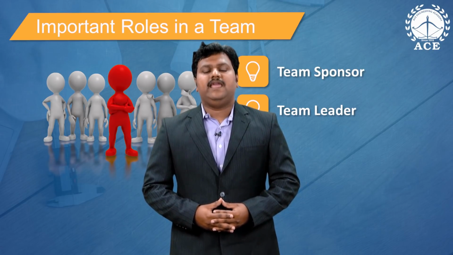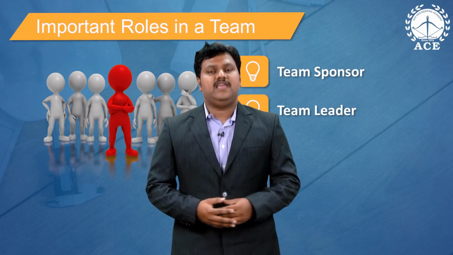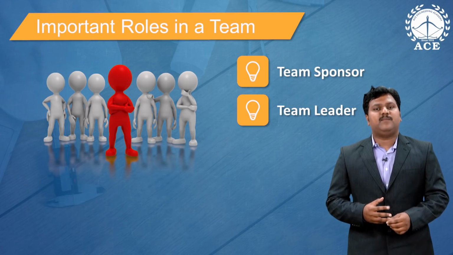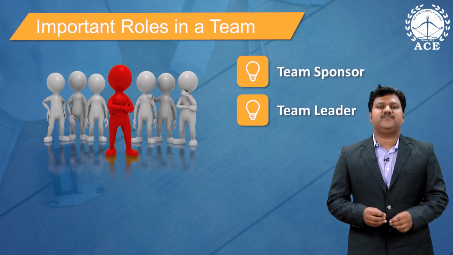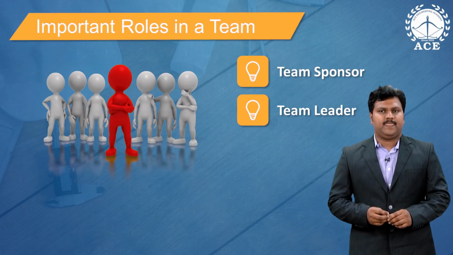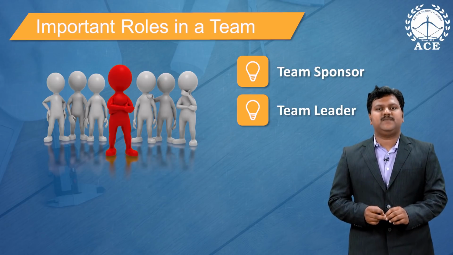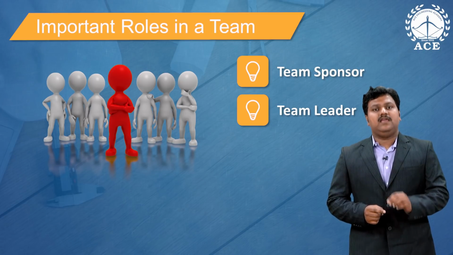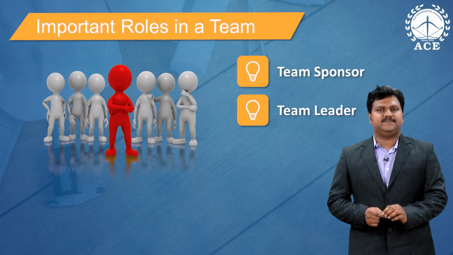The second person is the team leader. As the name suggests, he leads the team. He schedules the team. He provides the required goals or objectives for each and every team member. He identifies the roles and responsibilities of each and every team member. If required, he motivates the team members.